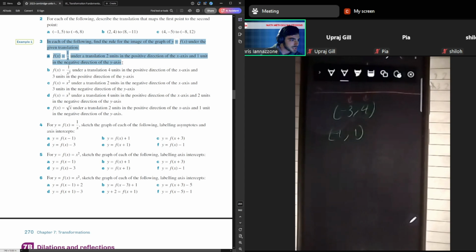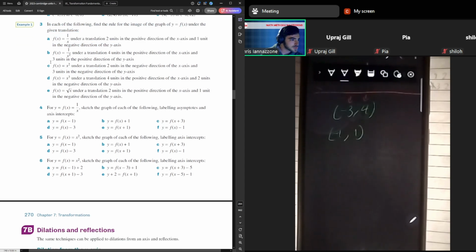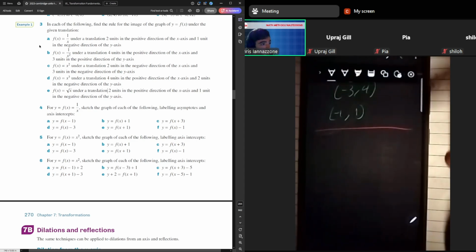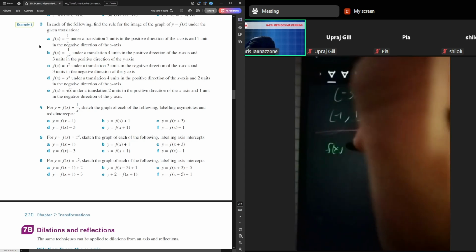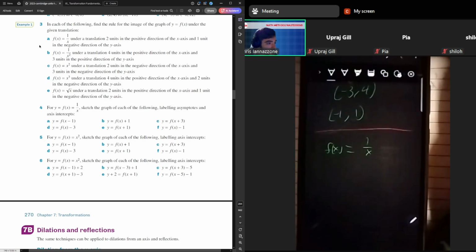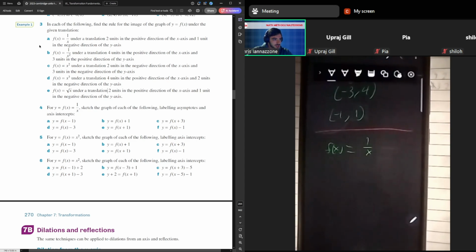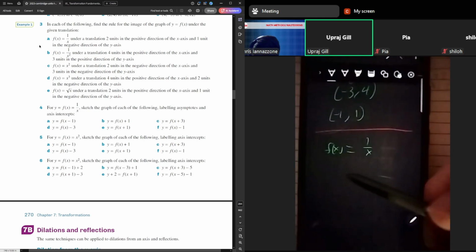And now we get into actually applying these transformations. So let's see. Yeah, they're all basically the same thing. So we'll do A in this case. F of x was 1 over x, and we want to do 2 in the positive x, 1 in the negative y. So either tell me what the final function would be or how you would figure it out. 1 over x minus 2, and then -1 outside of the fraction.